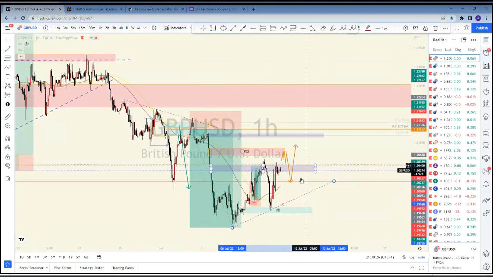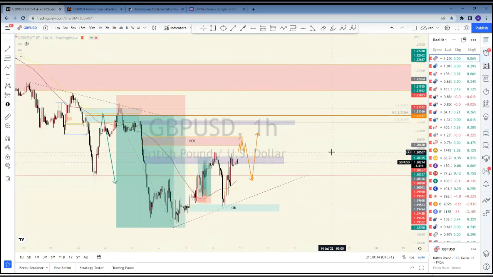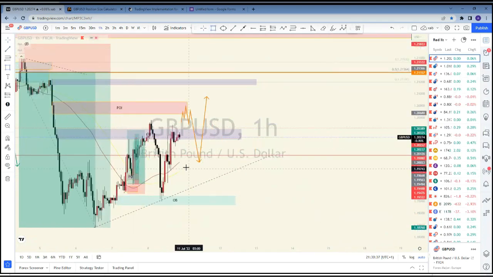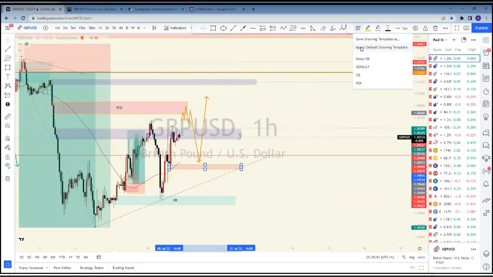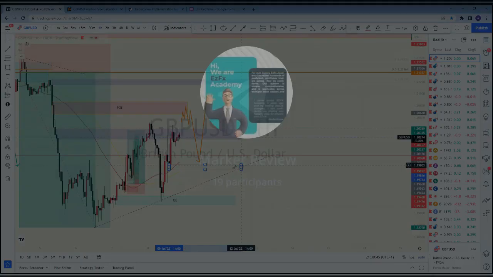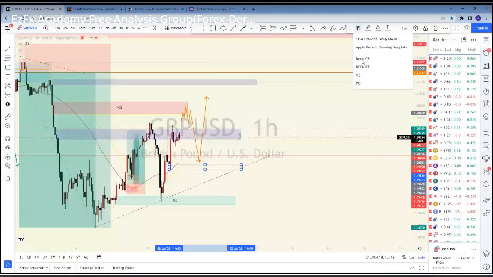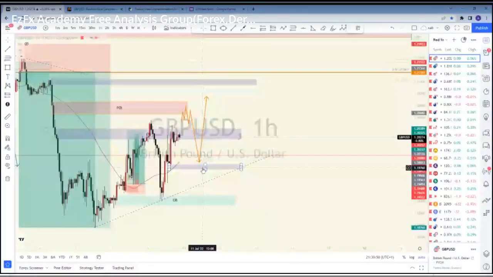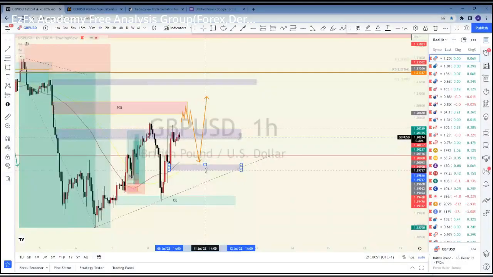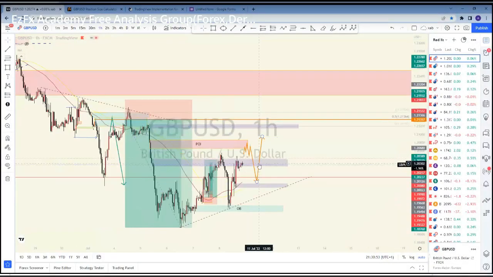So for me, GU, this would be the perfect position. On the 1 hour, I think I'm seeing another block somewhere around here, with the possibility of that giving us a reaction. So that would be it for me.